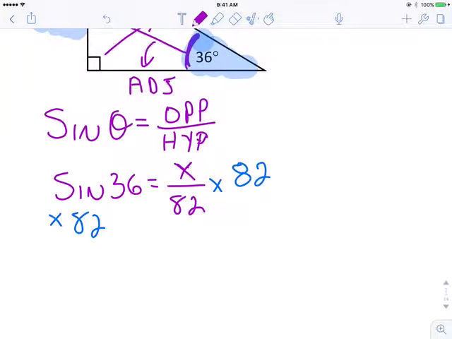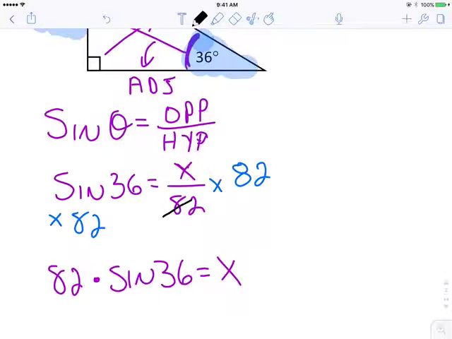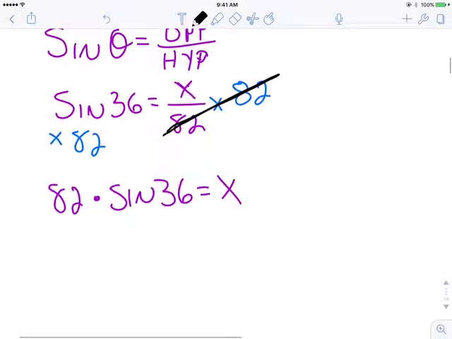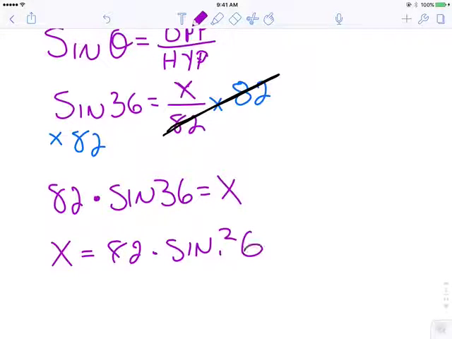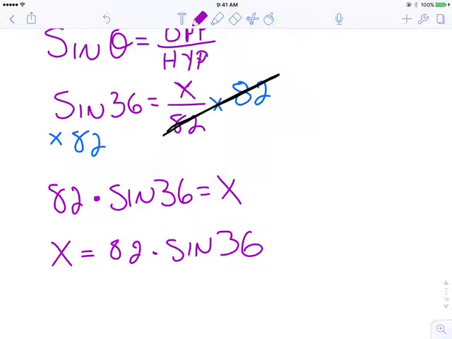So now I have this. 82 times the sine of 36 is equal to x. Because the divide by 82 and multiply by 82 on this side cancel out. I don't like having the variable on the right side of the equal sign, so I'm just going to rewrite it. 82 times the sine of 36. And you very simply punch that into your handy dandy calculator. 82 times the sine of 36 gives you 48.19839.